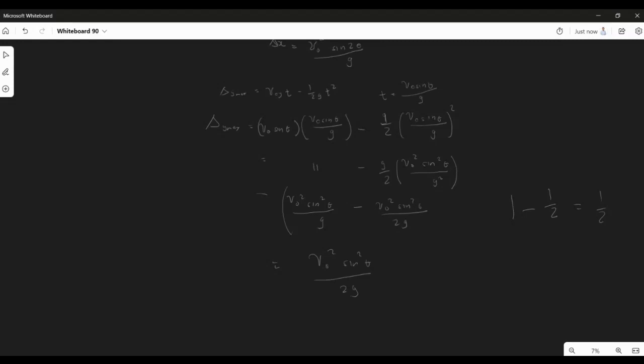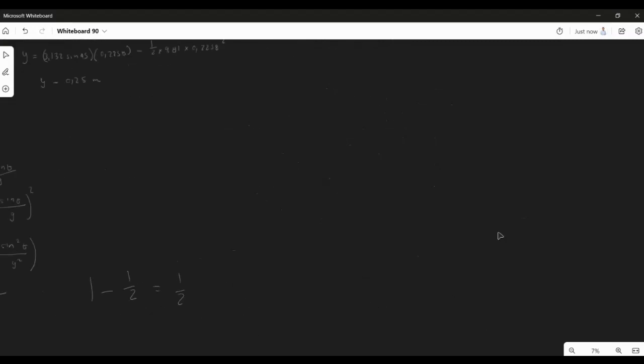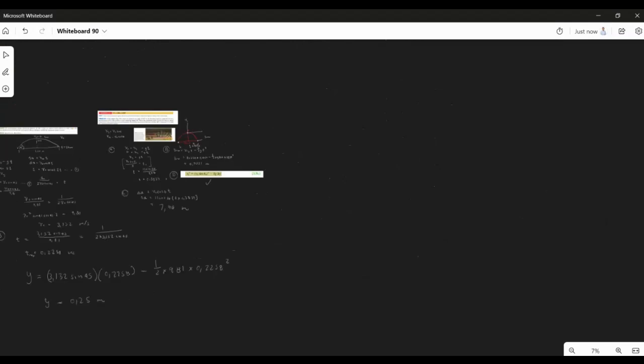Once you're done, use this equation for y max. And remember these equations, right? It's going to help you nicely. Smart ways of doing it. Use this equation to verify the answer we found at the first one.